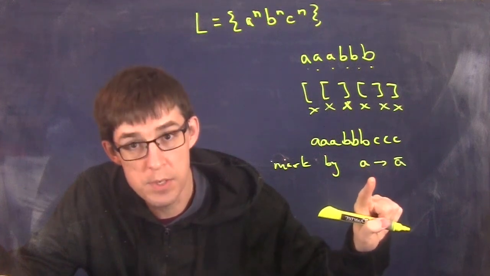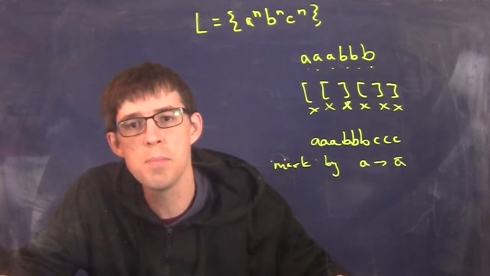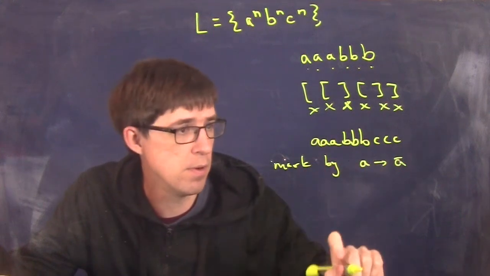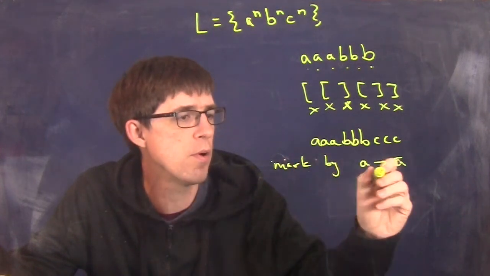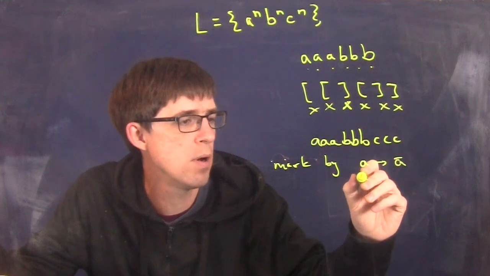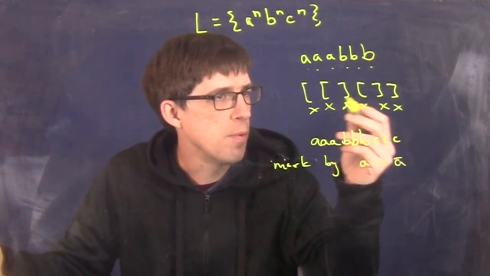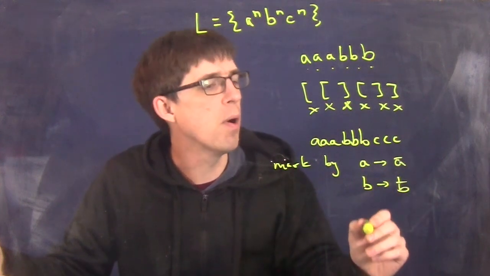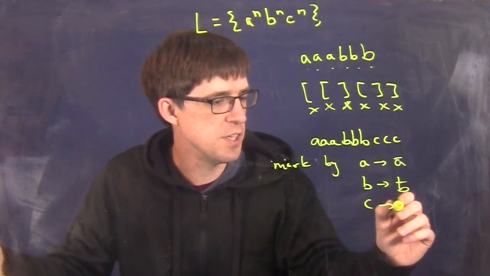So A is what it originally looks like. A bar is going to represent one of these A's that we've already read and matched off with a B and a C. So we're going to mark by changing A to A bar. We're also going to mark off a B, rather than just changing it into an X, I'm going to change it into a B bar, and when I mark off a C, I'm going to change it into a C bar.